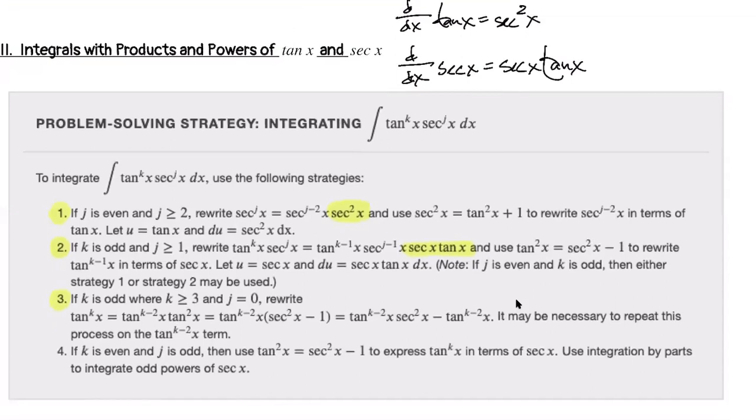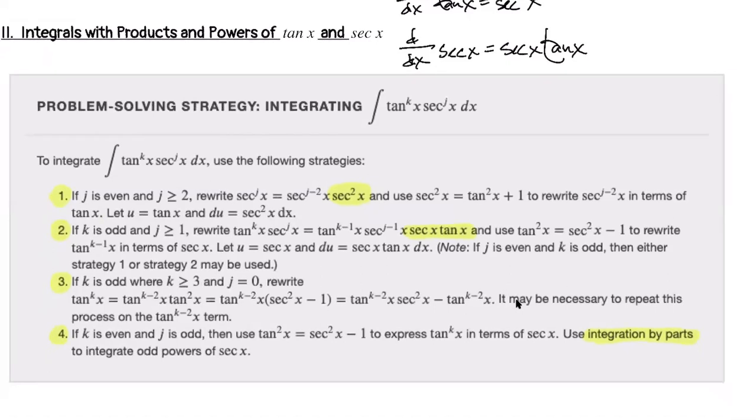And then there's this last case. If k is even and j is odd, then we're looking to separate it so we have tangent squared equals secant squared minus 1. And then all that stuff that we learned yesterday, integration by parts, comes in as the second step of that problem. So the second steps that we've seen so far are mostly rearrange these things and then use u substitution. But sometimes you're going to rearrange these things and then use integration by parts. I know it sounds delightful, doesn't it?